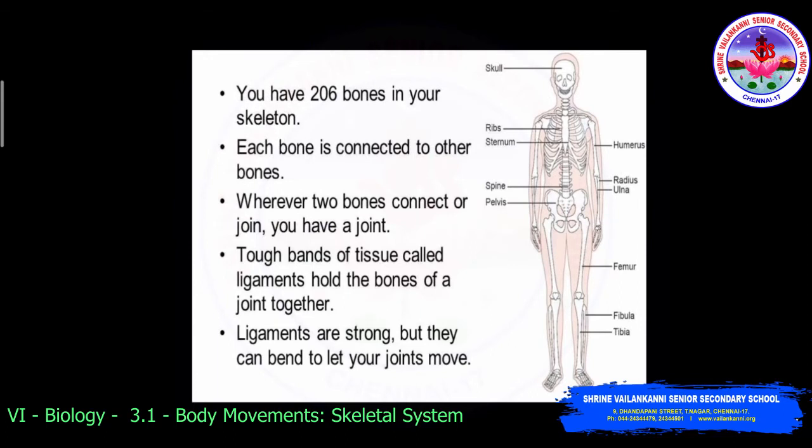You have 206 bones in your skeleton. Each bone is connected to other bones. Wherever 2 bones connect or join, you have a joint. Tough bands of tissue called ligaments hold the bones of a joint together. Ligaments are very strong, but they can bend to let your joints move.